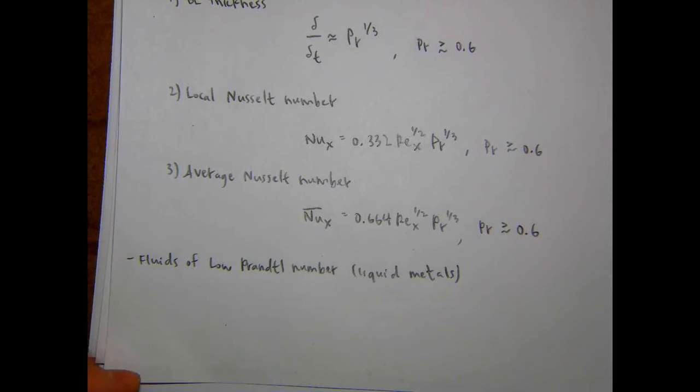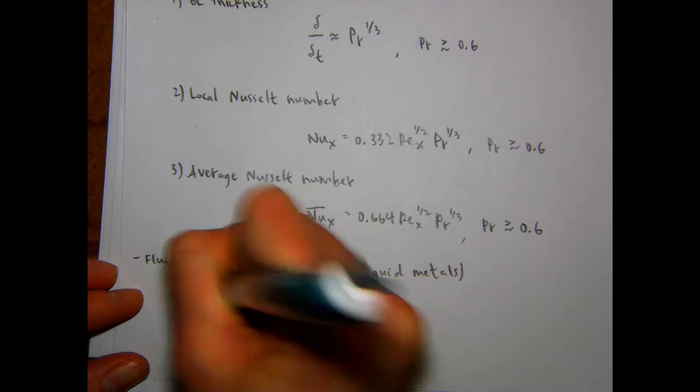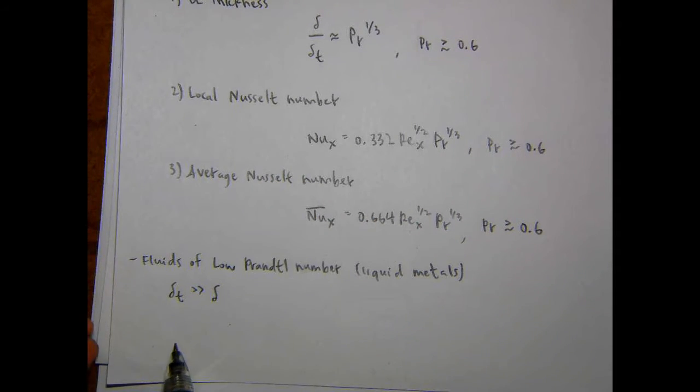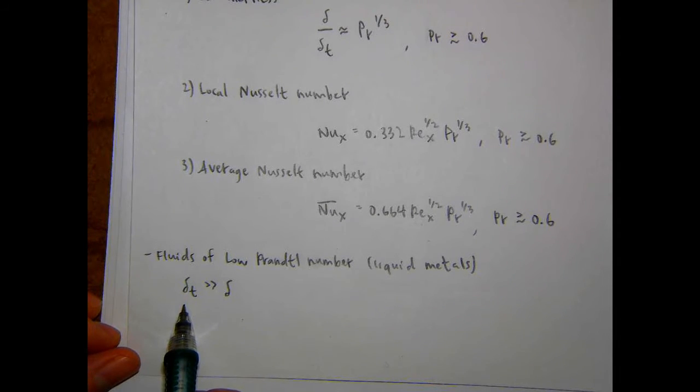So for liquid metals, basically diffusion of energy is much faster than diffusion of momentum. So the thermal boundary layer development is going to be much more rapid than the velocity boundary layer development. So at any particular x, because diffusion of energy is much faster than diffusion of momentum, the thermal boundary layer is going to be much thicker than the velocity boundary layer.